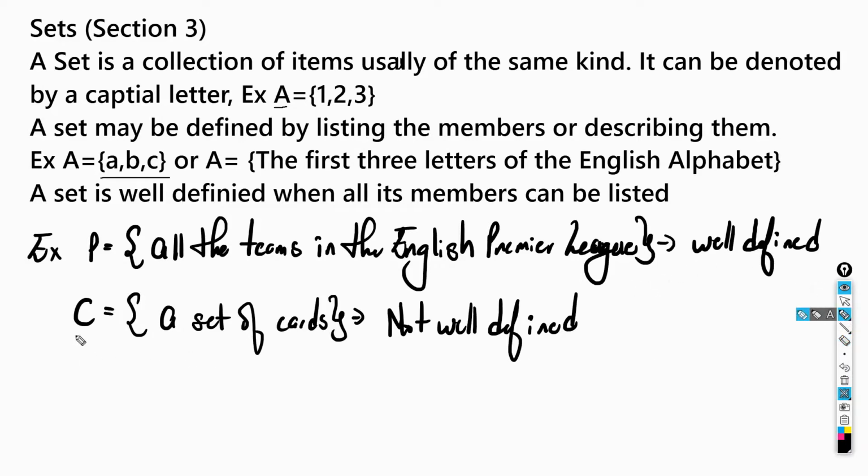But this set C says a set of cards. Now, this is not well defined, guys. And the reason why it's not well defined is because a set of cards could be 52 cards, or it could be 54 cards, including the jokers. Or it could be two sets of playing cards, which is 104 cards, or maybe it's 108 cards because they include the jokers. So we have no idea how many cards are in this set. That's why it's not well defined.